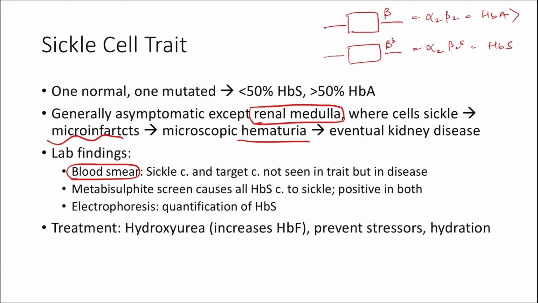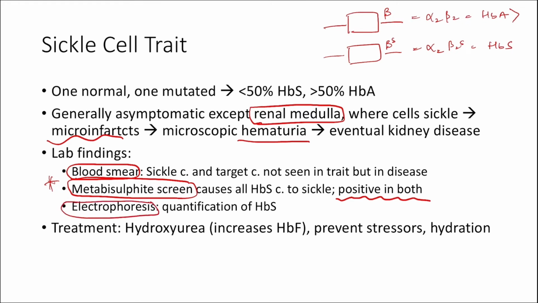target cell in sickle cell disease, but not in sickle cell trait. Instead, what we can use is the metabisulfite screen. This causes all the hemoglobin S cells to sickle. So therefore, it's positive in both, and this is a much better diagnostic tool than just a blood smear. Electrophoresis can be used as well.